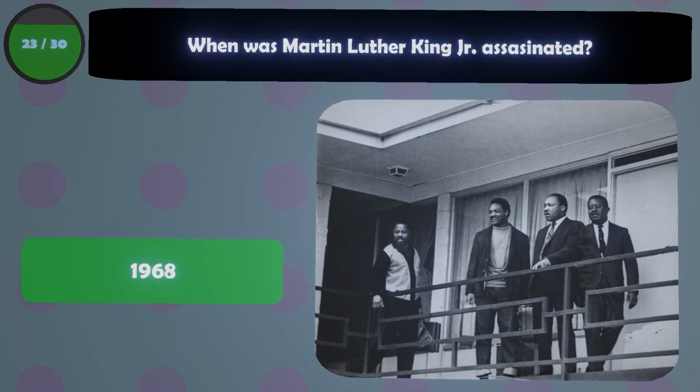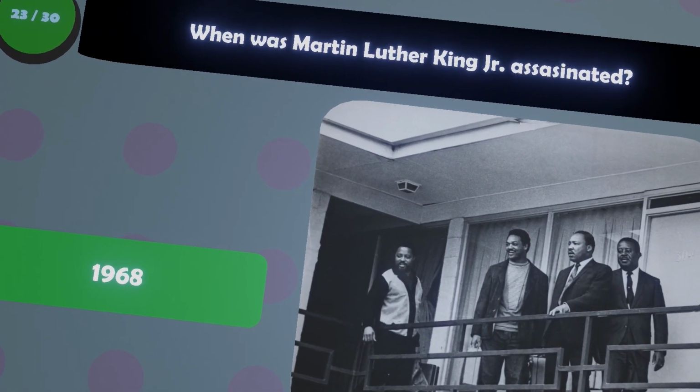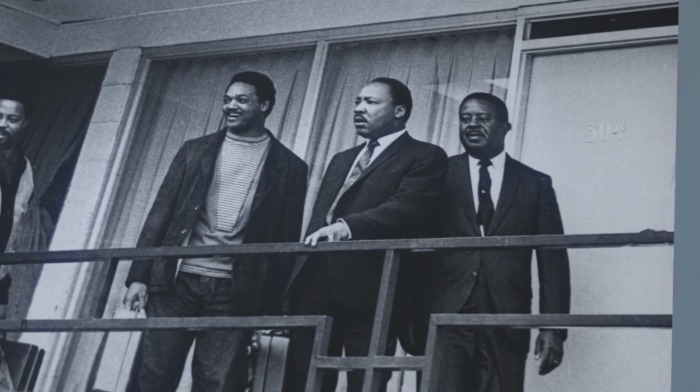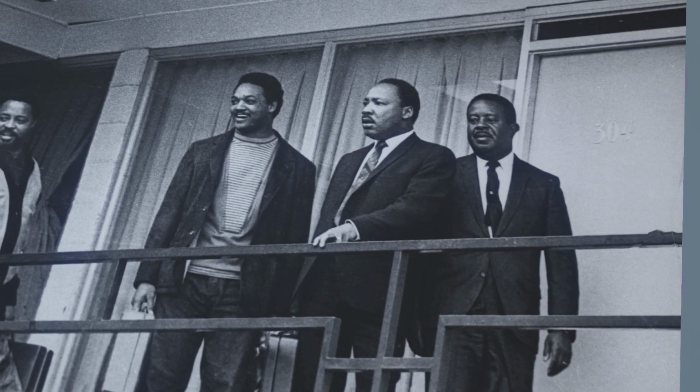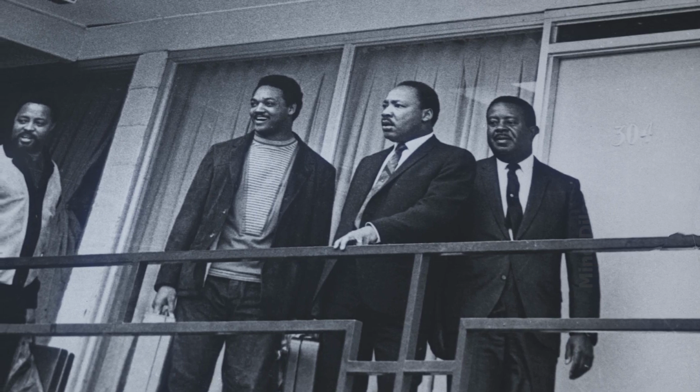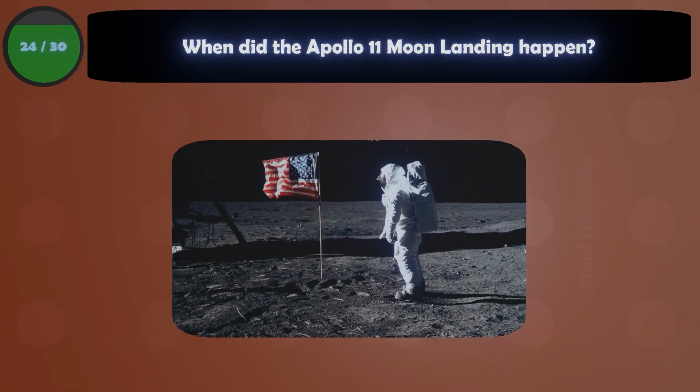He was assassinated on April 4, 1968, in Memphis, Tennessee. It is a tragic event that shook the civil rights movement. When did the Apollo 11 moon landing happen?